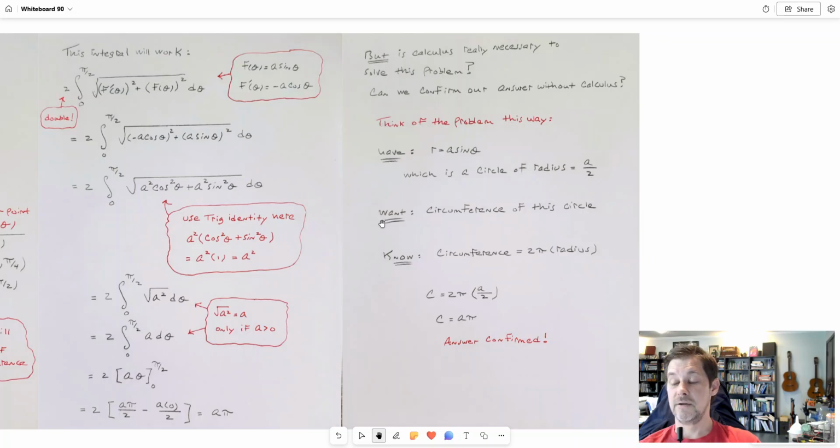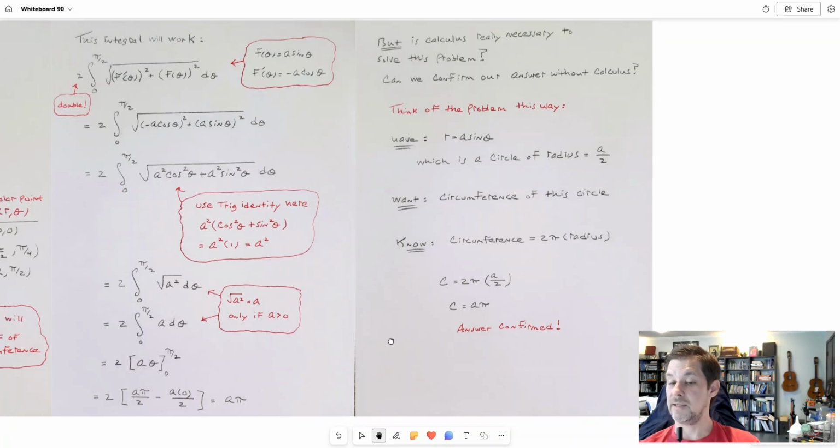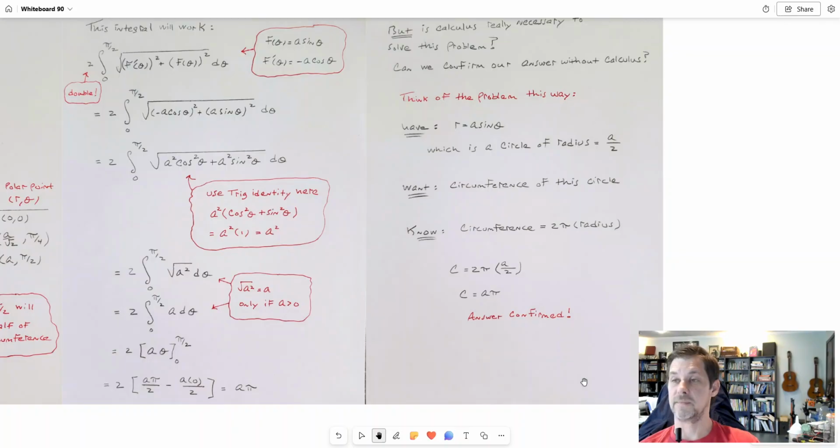And what I understand the problem to be asking for is, what's the circumference of the circle? And there's a well-known formula to tell you that. The circumference of a circle is 2 pi times the radius. I know the radius. So it's 2 pi times a over 2. The 2's cancel. I get a times pi. I get the same answer. It's confirmed. So yeah, we don't have to use calculus to solve this.